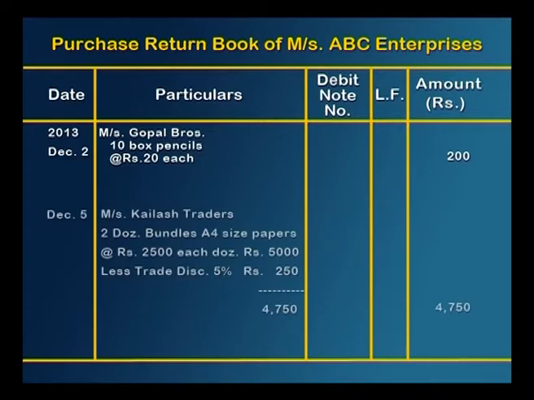On the same lines, see the second transaction is for December 5, that is shown in the date column. The party is Kailash Traders, the supplier, and the details of the items are 2 dozen bundles of A4 size papers at the rate of 2500 each dozen, making rupees 5000 in total, reduced for trade discount of 5%, 250 gone, and a net amount of 4750 shown in the amount column. So, this is how entries are marked in the purchase return book.